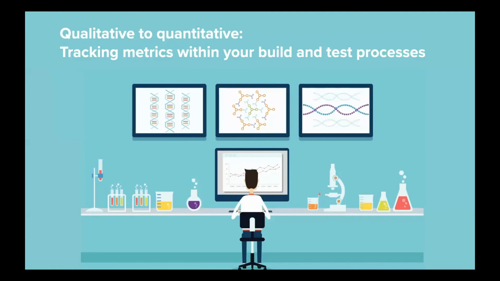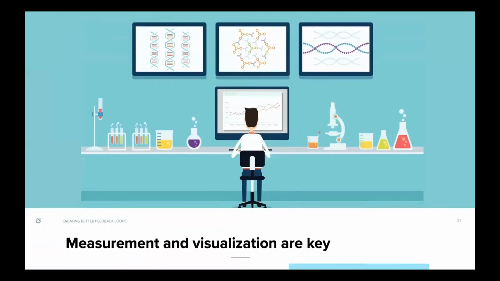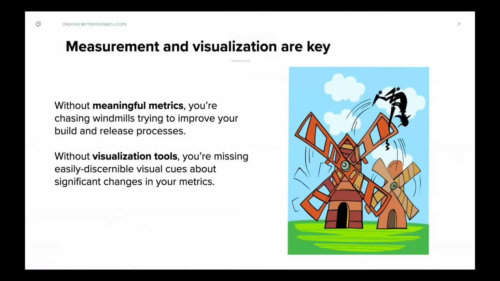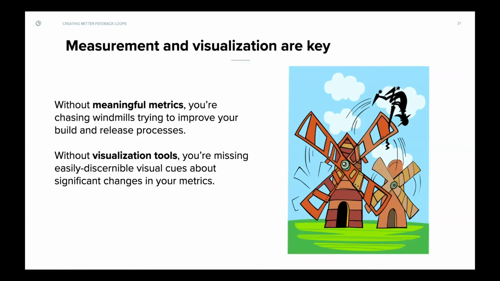So I want to focus a little bit now on what some of these things look like. We're going to talk about tracking metrics within your build and test and release processes. So think about it at a high level: without these meaningful metrics, you're tasked with improving a process, but you're chasing windmills, the Don Quixote fabled approach of looking out in the distance, trying to find something, but not actually having a meaningful way to make progress and tackle it. Same goes with visualization tools. People will think about those graphs and charts and say, oh, that looks easy, I don't really need those. You're missing out on very simple, easily discernible visual cues without that.